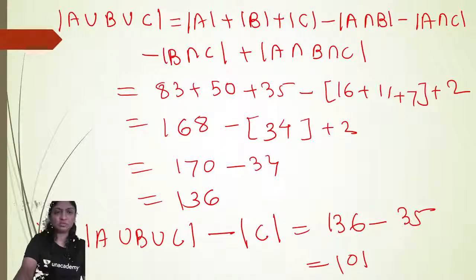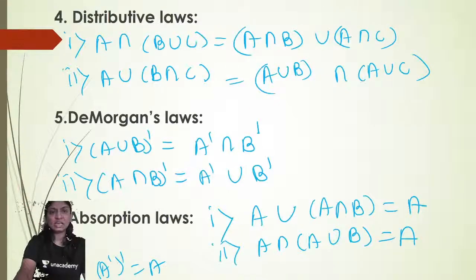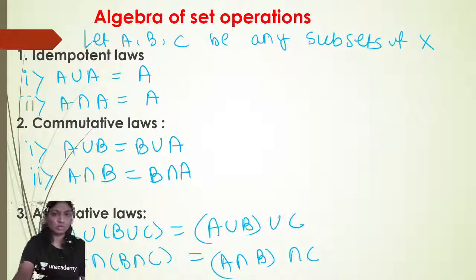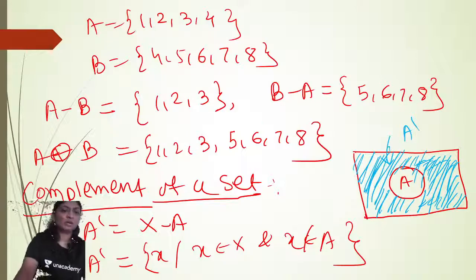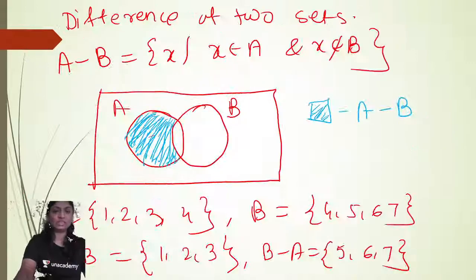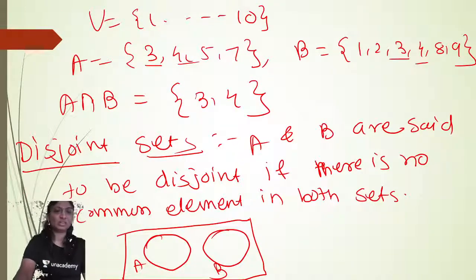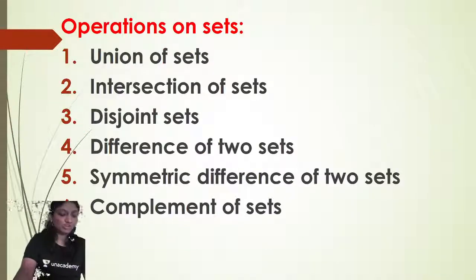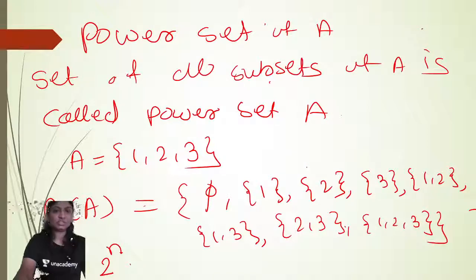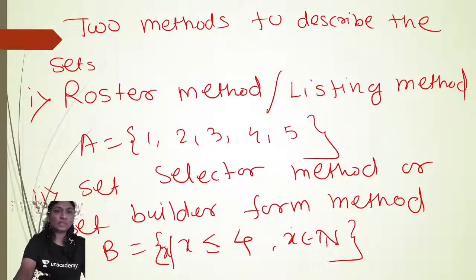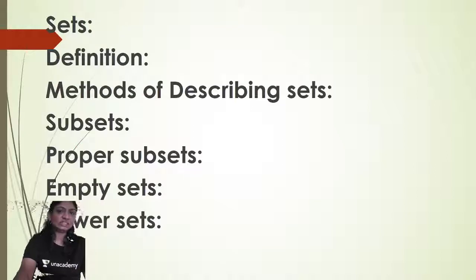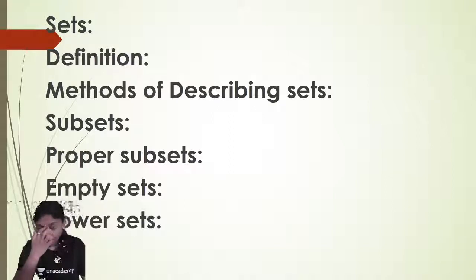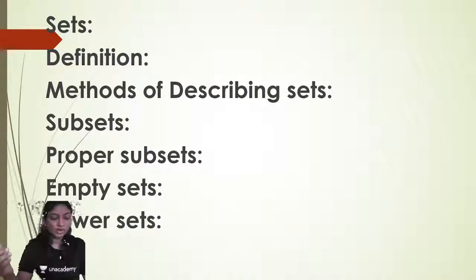First is the principle of inclusion and exclusion, cardinality of sets, and then laws, distributive laws, algebra of sets, then all the operations, that is union, intersection, difference, symmetric difference, disjoint sets, then operations on sets. Then power set of A, then methods to describe sets, the definition of a set, proper subsets, empty sets, power set. Every part I have cleared here. I hope you are getting it clearly.